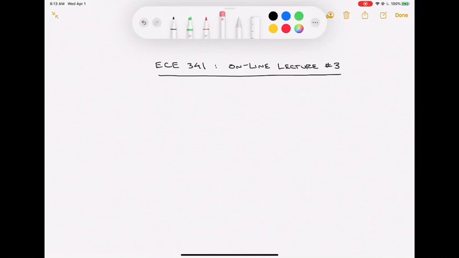Okay, so this will be the third online lecture for ECE 341. Last time we were talking about multiple random variables. We approached that topic by looking at a pair of random variables. We looked at this thing called the joint CDF.